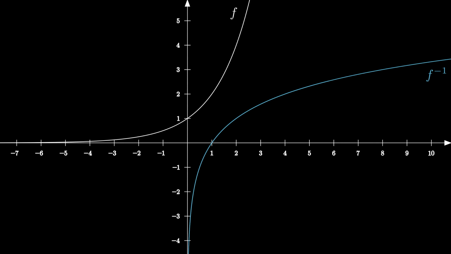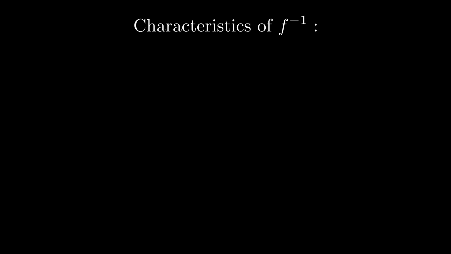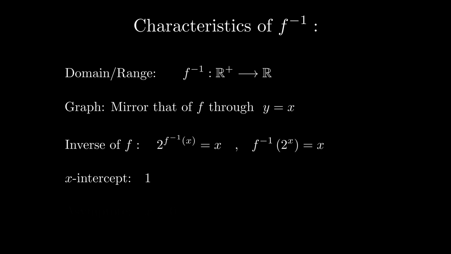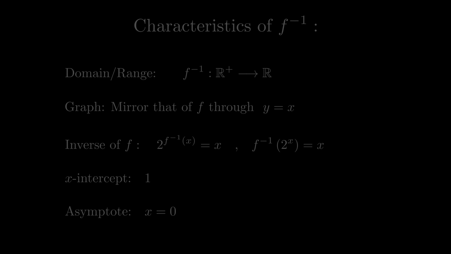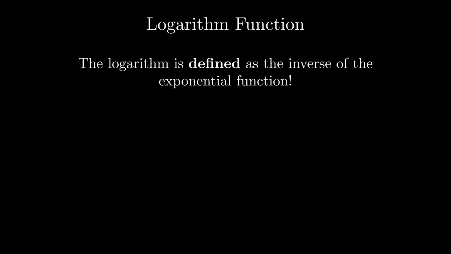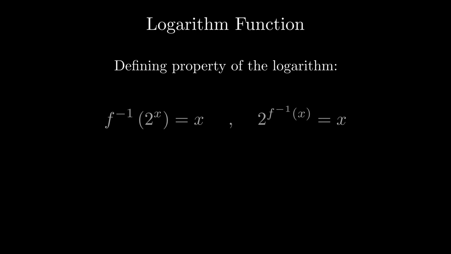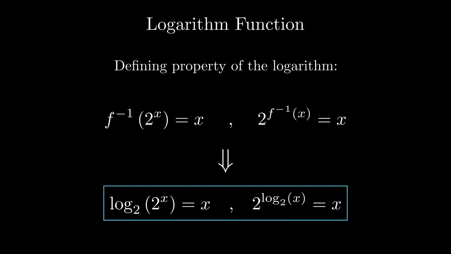For being such a mysterious function, we seem to know quite a bit. Domain, range, graph, property as an inverse, x-intercept, and asymptote. It is for this reason that it makes sense to give it a name, logarithm, and special notation. The 2 is called the base of the logarithm since it was derived from f of x equals 2 to the x. Its defining properties are exactly what we derived. Log base 2 of 2 to the x equals x, and 2 to the log base 2 of x equals x.